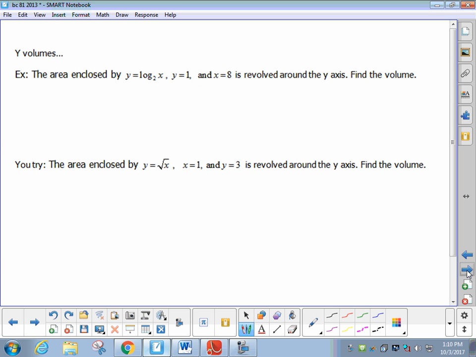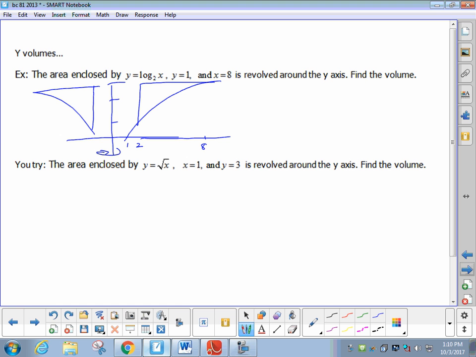Well, just like area can be x or y, volume can be x or y. So let's go to that idea here. Say you had the same region, I'm going to stretch mine out a little, the same region like this, that's from 1, 2 to 8. But this time it's revolved around the y-axis. So reflect it and connect it.